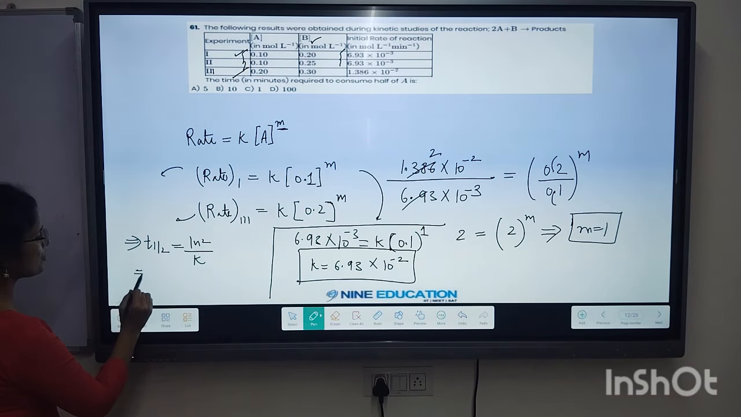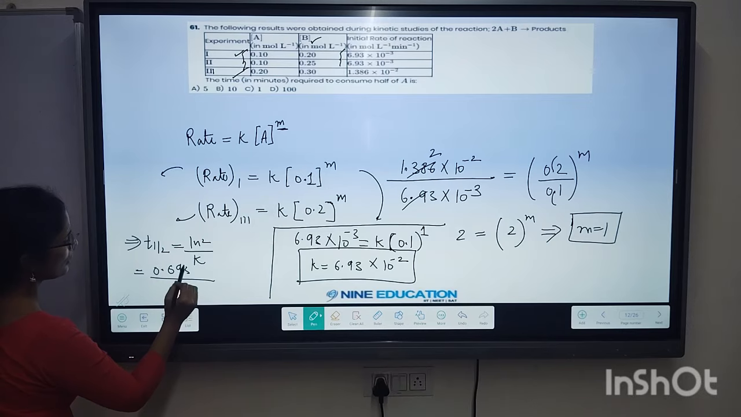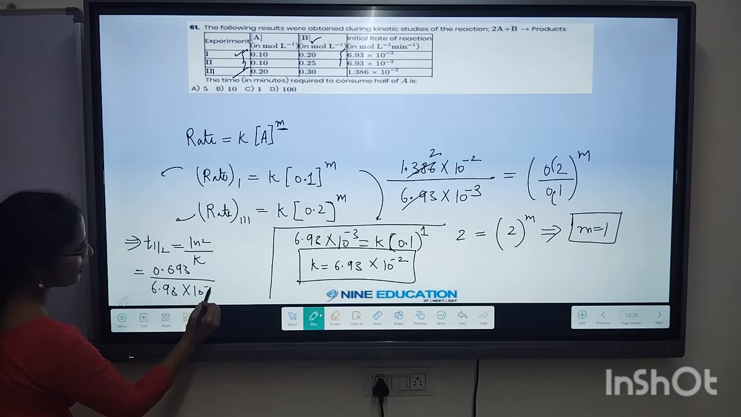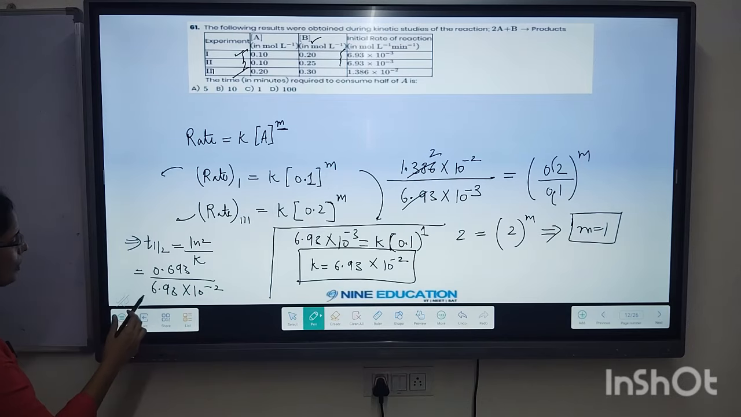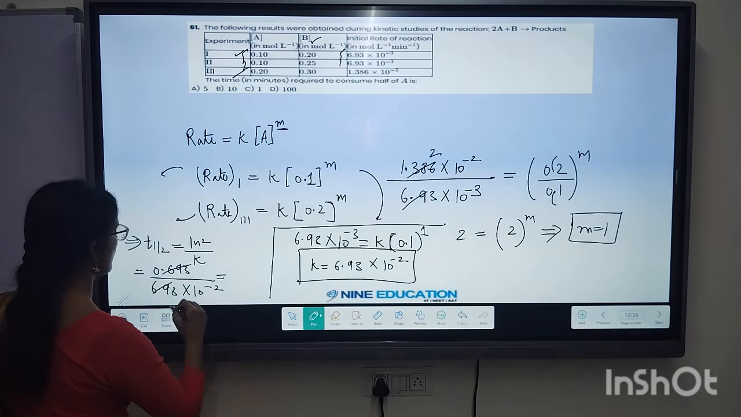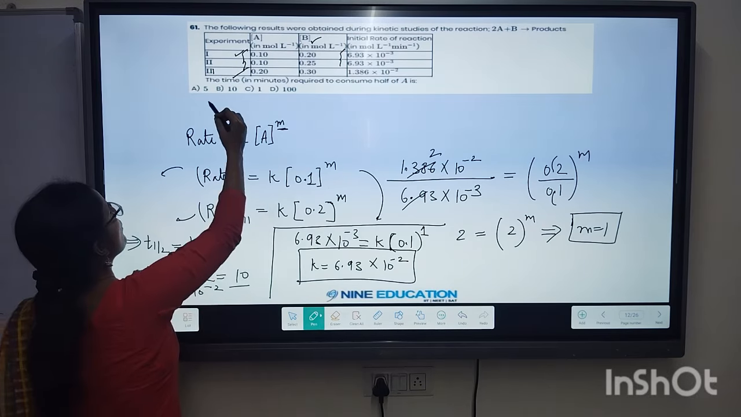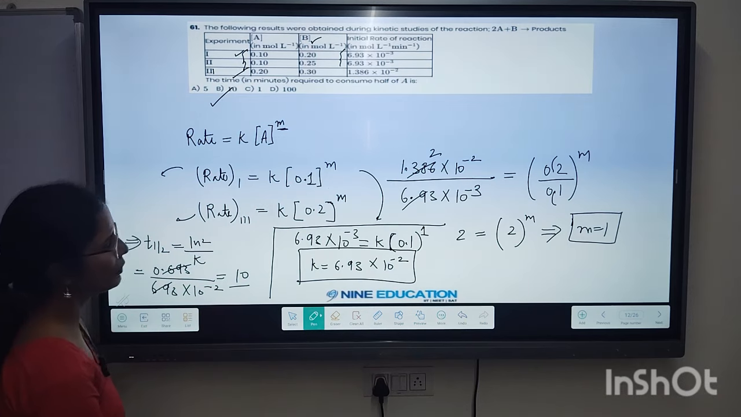Now if we substitute the same here, ln 2 is 0.693. These are basic values we generally remember. And K is 6.93 into 10 raised to power minus 2. When you simplify it, down 10 to the power minus 1 goes up, and when it cancels out you will get overall 10. So the answer of T half will be 10 minutes only.